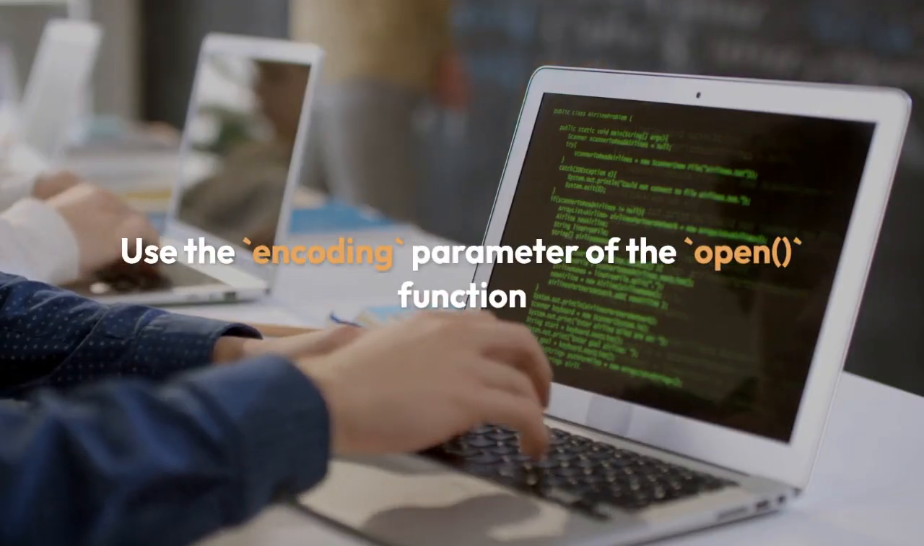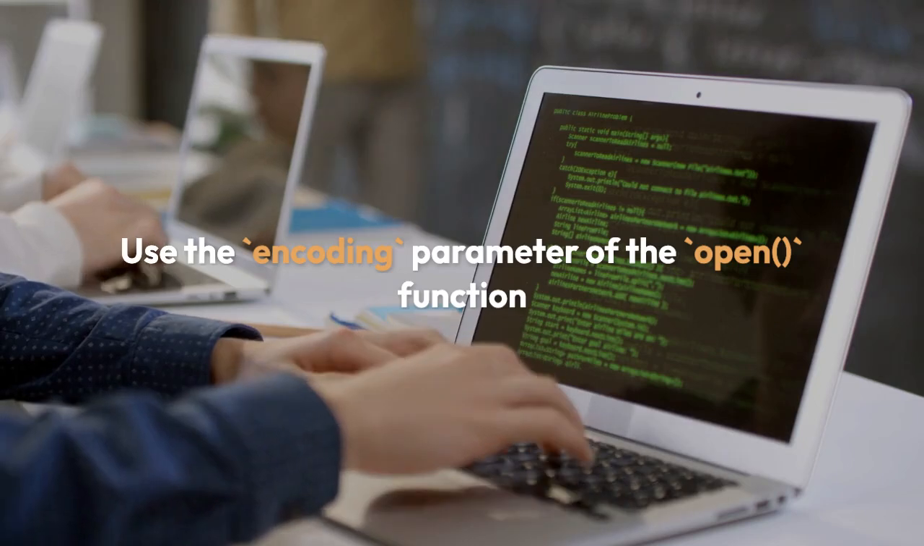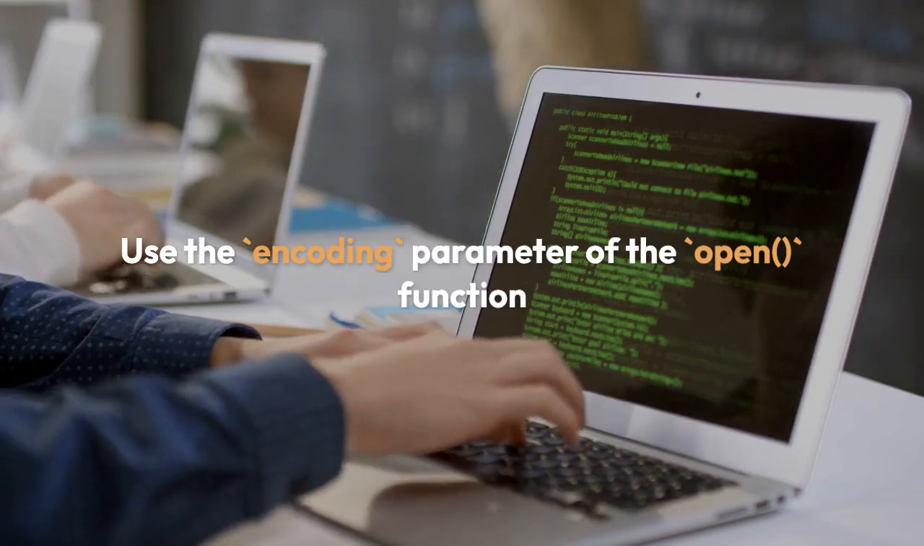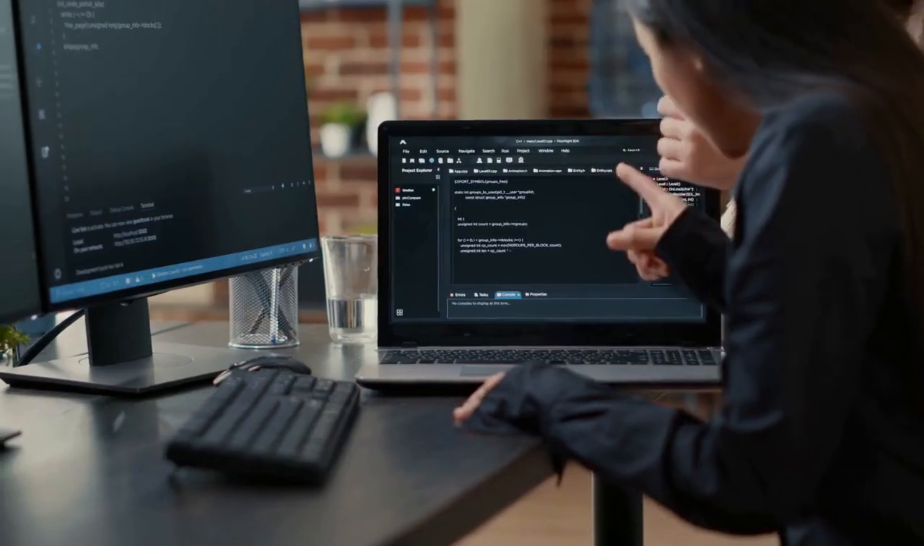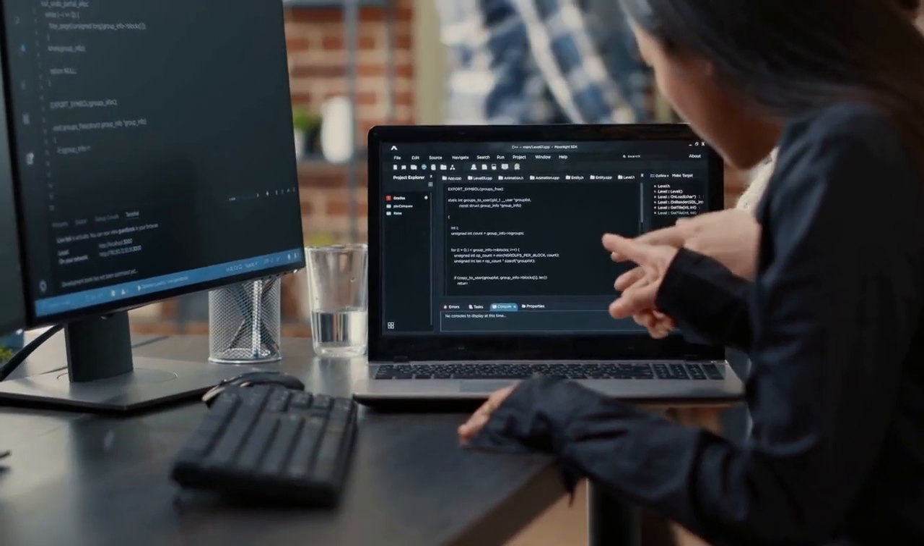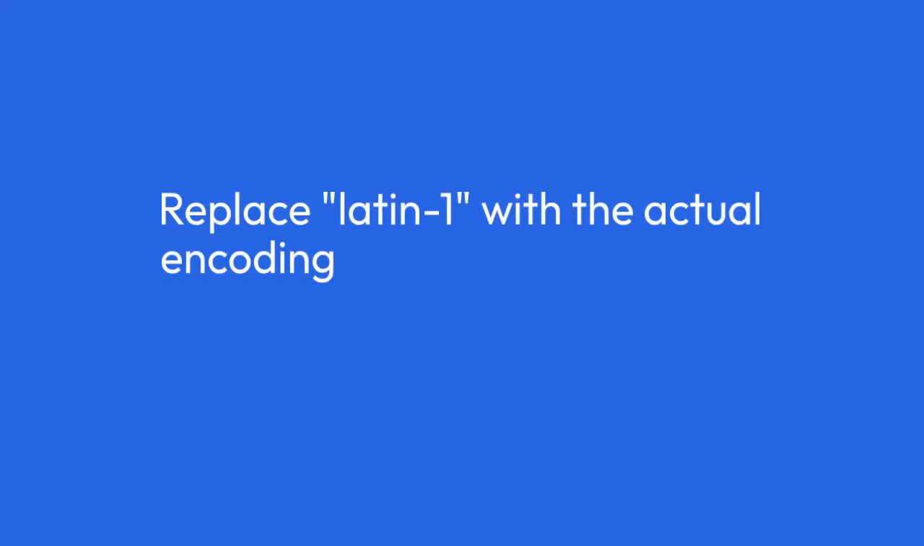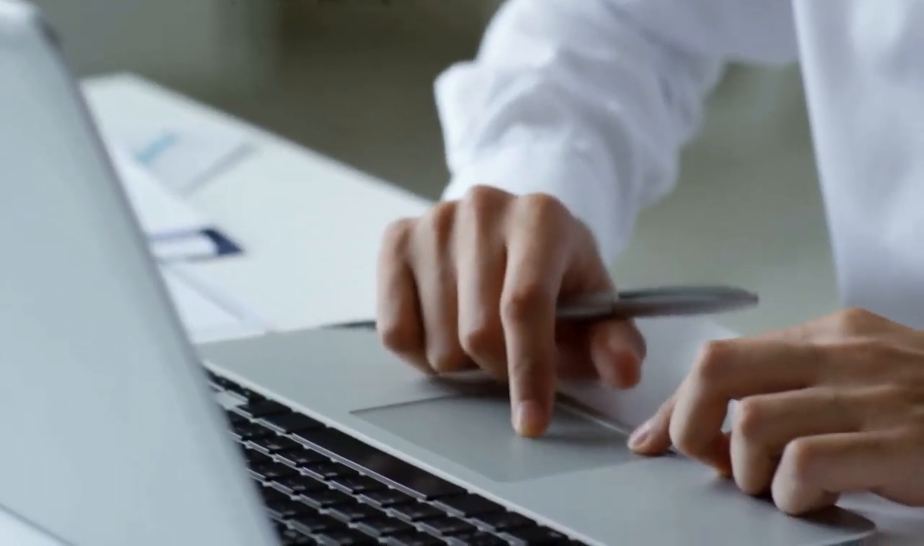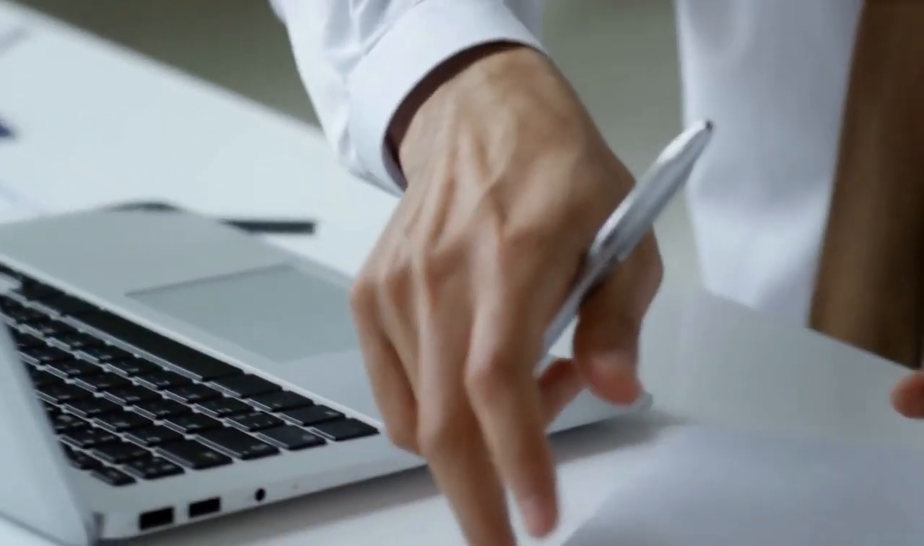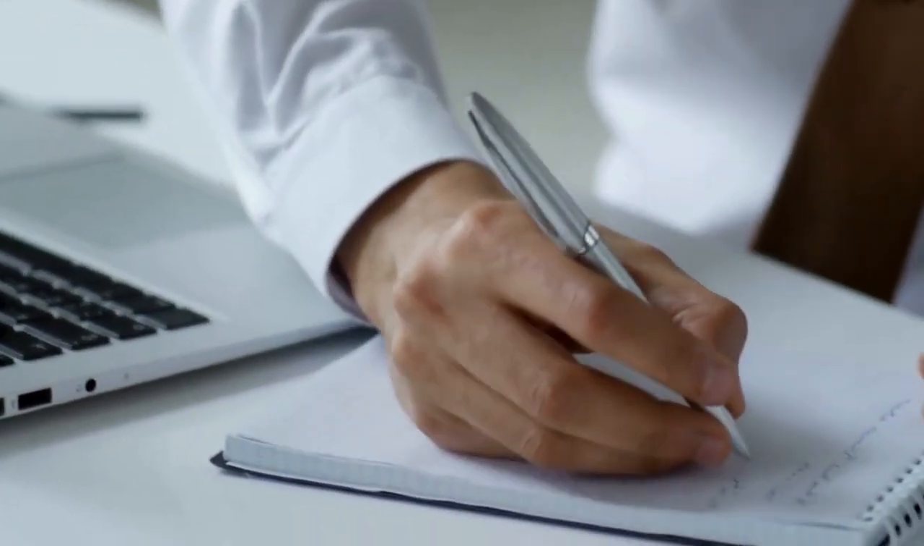In your Python code, use the encoding parameter of the open function, specifying the correct encoding. For example, open('myfile.txt', 'r', encoding='latin-1'). Remember to replace Latin 1 with the actual encoding. Tools like Notepad++ or other text editors often allow you to specify the encoding when saving a file.